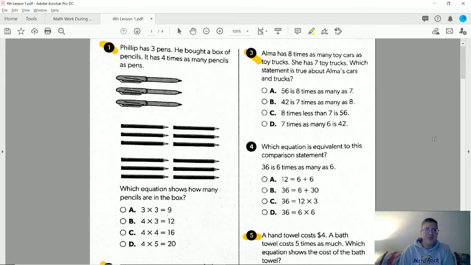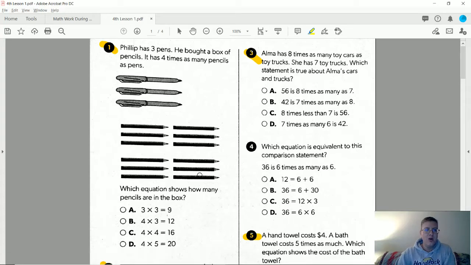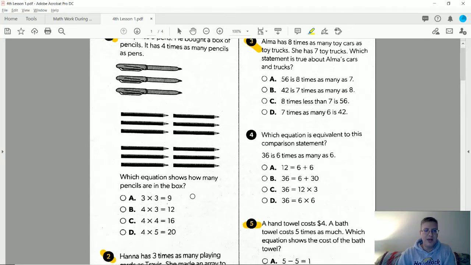So this should be a relatively simple review of some things that they might see working with pictures that show equal groups or arrays or just basic multiplication facts. So here we go. Number 1, Philip has 3 pens. He bought a box of pencils that has 4 times as many pencils as pens. Here are our pens, here are our pencils. What equation shows how many pencils are in the box? So we have 4 groups of 3. The one that's going to match that would be letter B.